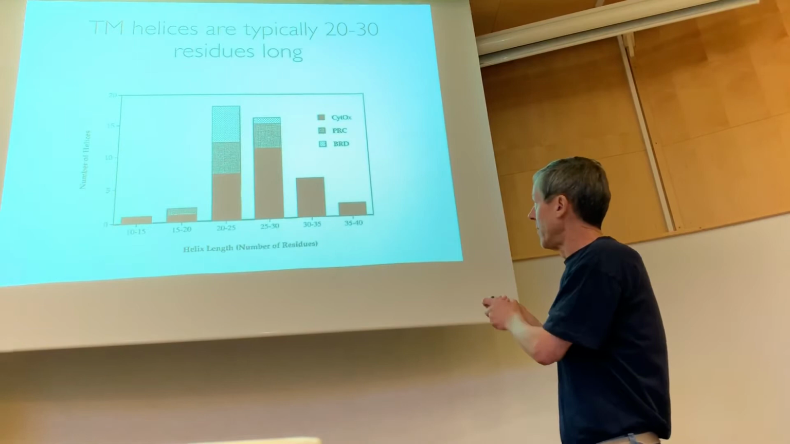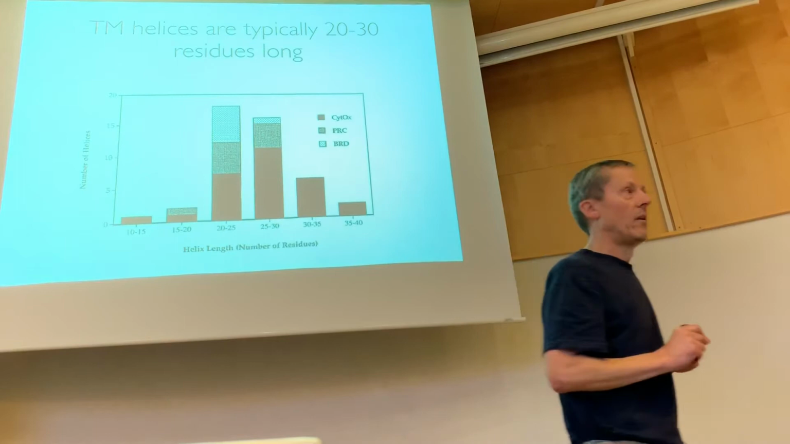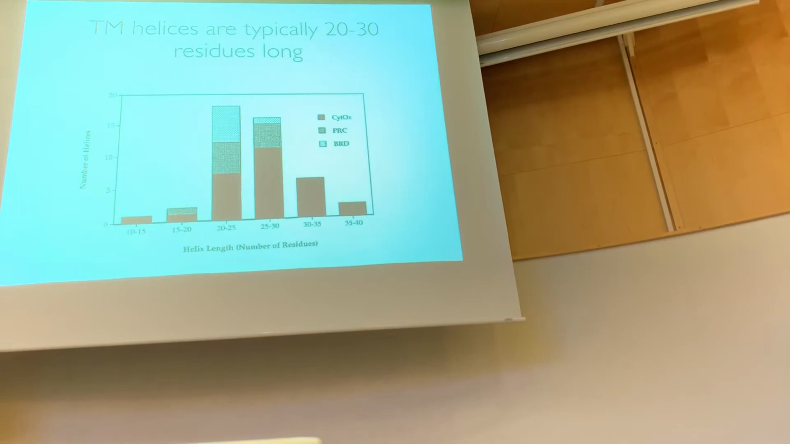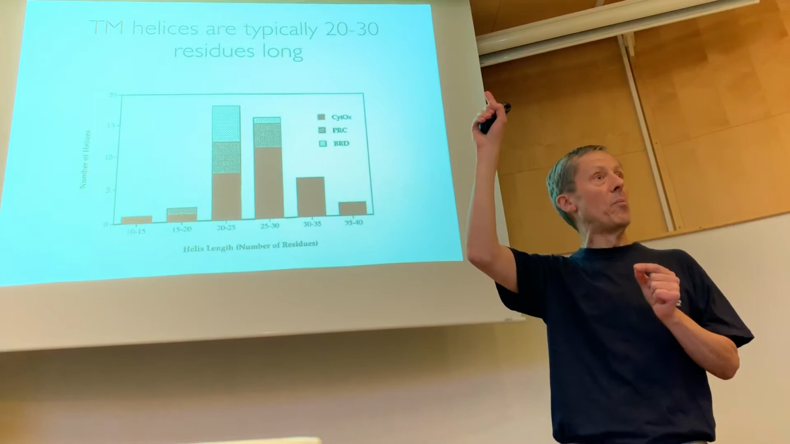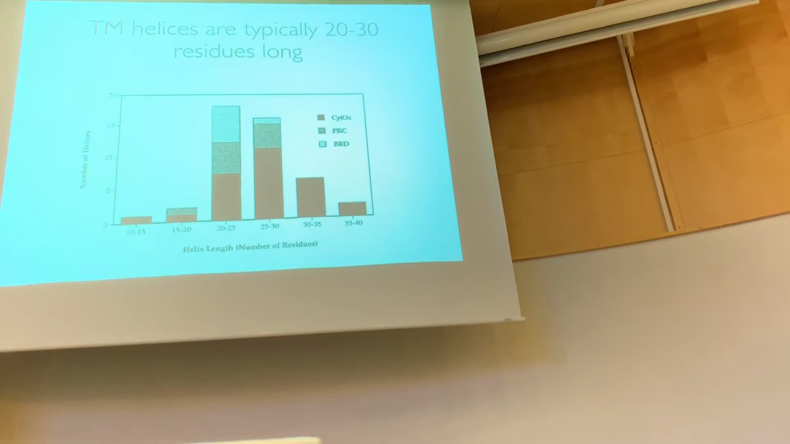Even if it's all hydrophobic, you can just tilt it in the membrane and it will still be buried. So that's one reason why these helices go to longer lengths. Also, the helical conformation can extend outside the membrane in some of these helices as well. But then they won't be hydrophobic anymore, the tails that extend outside. So this is the typical length you would expect.